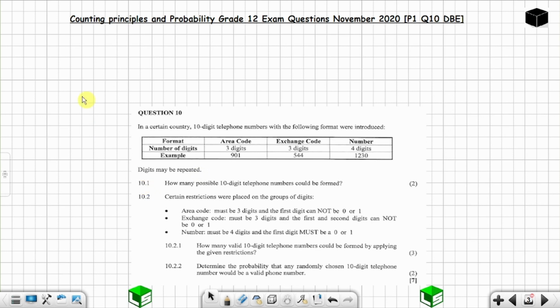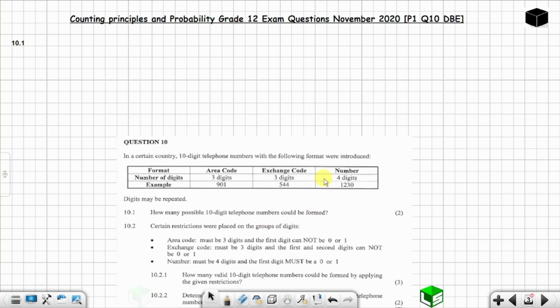Now, question 10.1. How many possible 10-digit telephone numbers could be formed? 2 marks. Okay, this is what you are given. For the area code, you are requested to have 3 digits. Let me draw 3 circles. For the exchange code, you are requested to have 3 digits, and for the number, you are requested to have 4 digits.